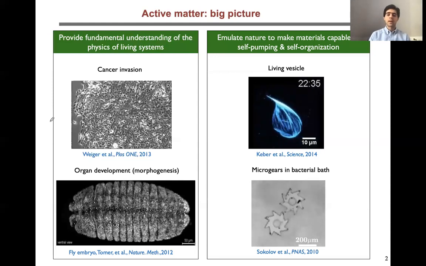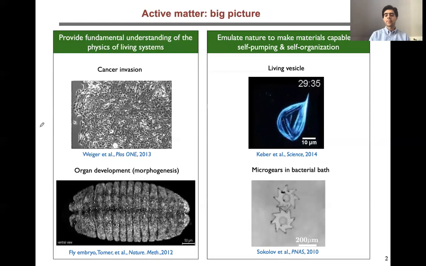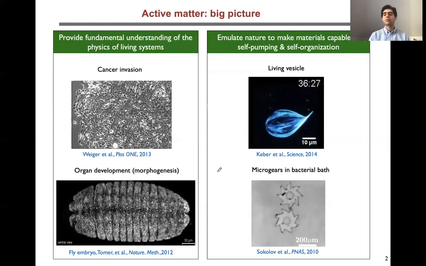For example, I will discuss these living vesicles later on, and people have even looked at using the collective motion of bacteria to power microscopic gears and building micro machines that are capable of producing mechanical work.